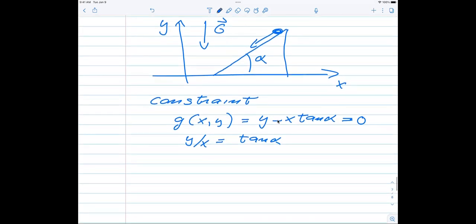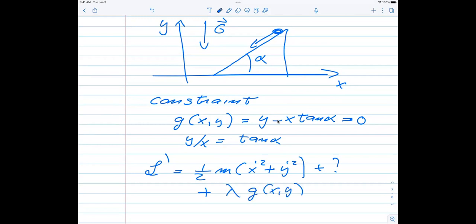If we look at the equations, we can now set up the Lagrangian. So we have this constraint. We would then have obviously kinetic energy, and now we have x derivative plus y derivative. And now comes the potential energy, so I'm just going to put a question mark. And then we have plus lambda times this g of x and y.